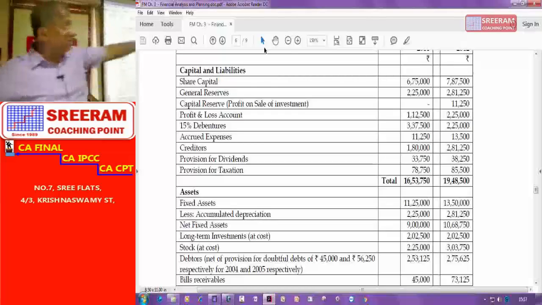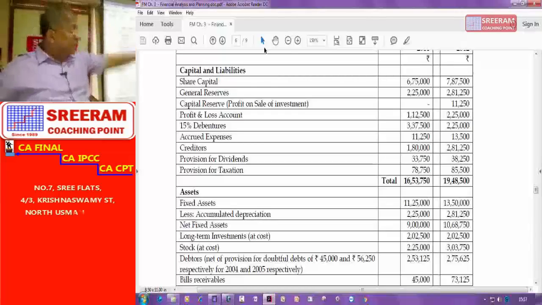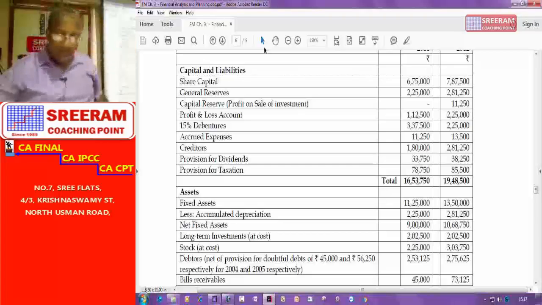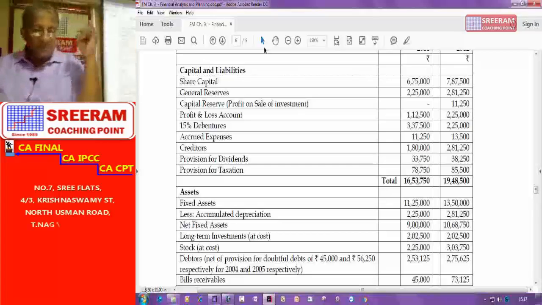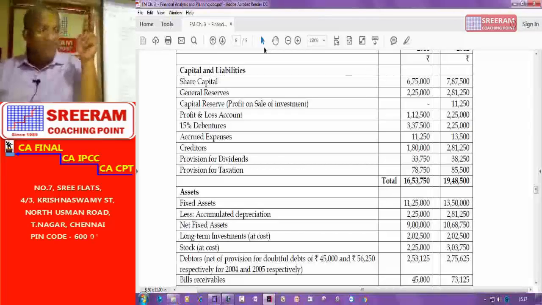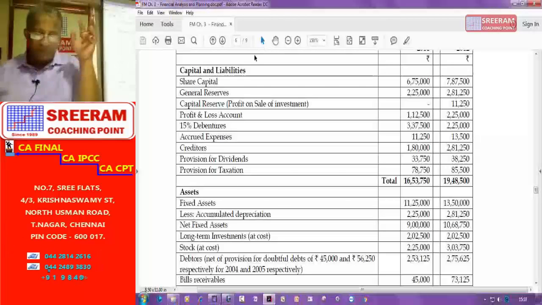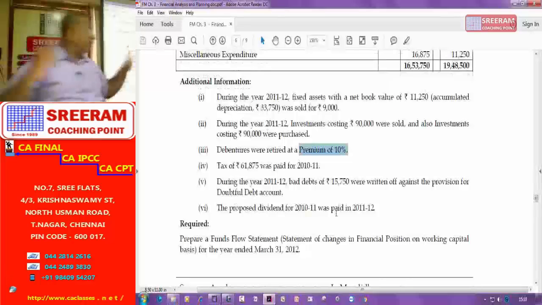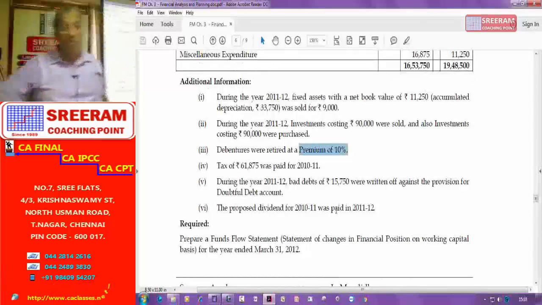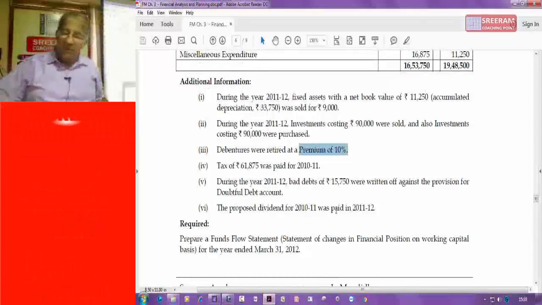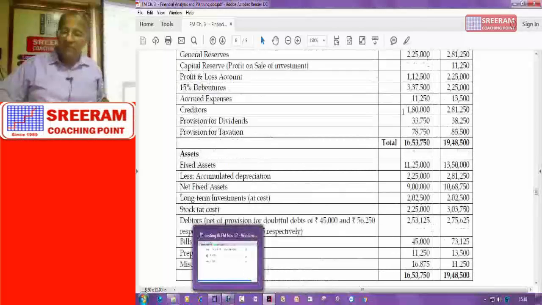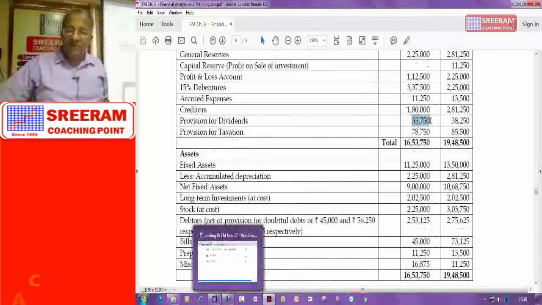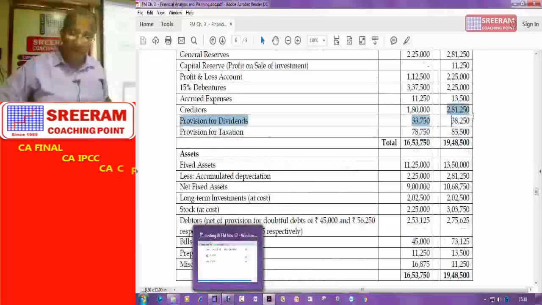Like preference dividend in the last problem, in this problem we are doing it for debenture interest. Accrued expenses and creditors, these two items are to appear under the statement of changes in working capital, and proposed dividend for which they have provided the information. Even if adjustment 6 were not there, we would have continued to do the same thing. What is that? Last year's provision we will assume as paid. Current year provision we will take to current year's profit and loss account.